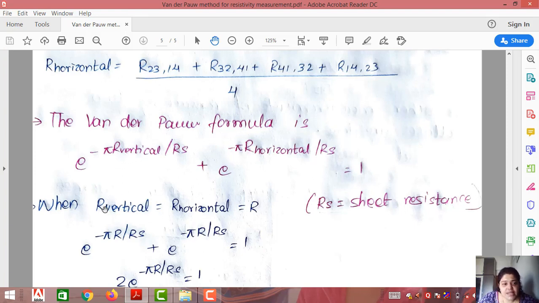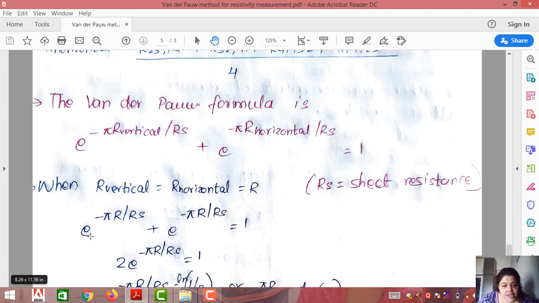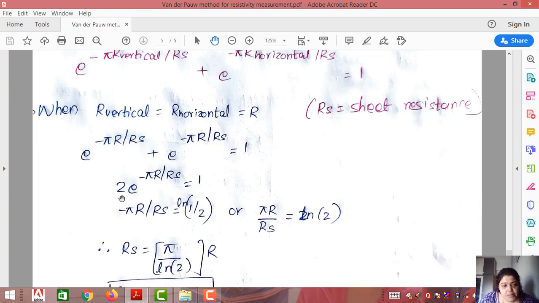So we consider that if R vertical is equal to R horizontal is equal to say R, the quantity we just measured, we can substitute R vertical as R, and R horizontal as R. So we get e raised to minus pi R upon Rs plus e raised to minus pi R upon Rs is equal to 1. This is nothing but 2 e raised to minus pi R upon Rs is equal to 1. Taking log on both sides, minus pi R upon Rs is equal to ln 1 by 2, or you can write pi R upon Rs is equal to ln 2.